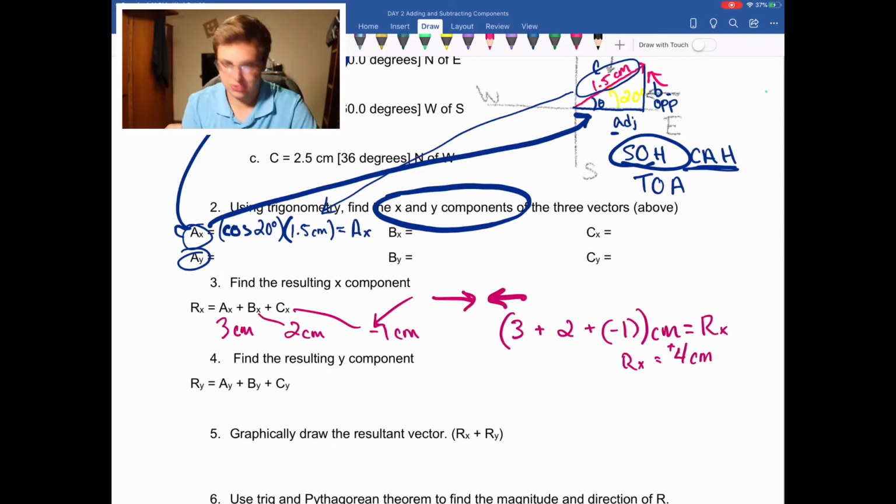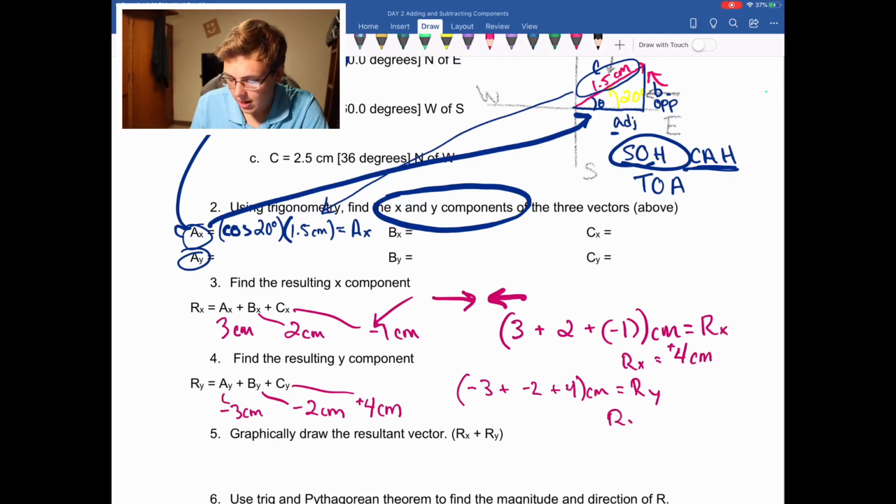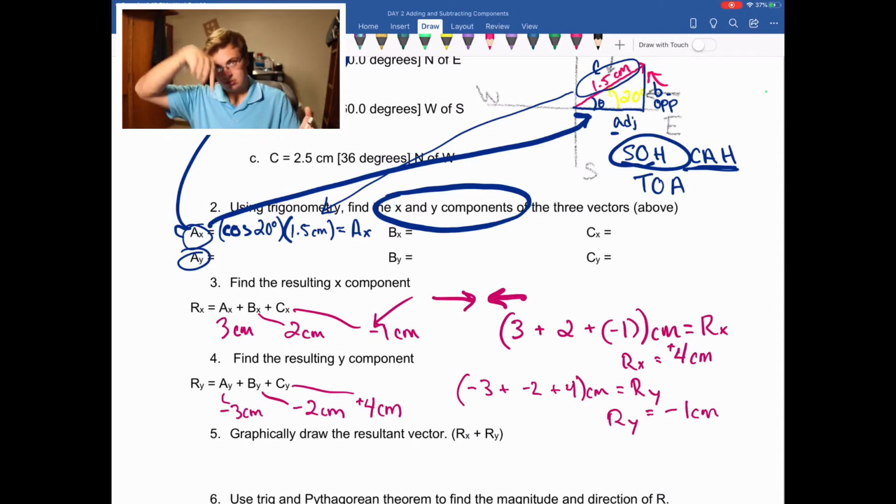Now let's say my y components. I'm just going to make up numbers once again here. Let's just say this is negative 3 centimeters. This is negative 2 centimeters. This is positive 4 centimeters. So when we add those together, so negative 3 plus negative 2 plus 4 centimeters, that's going to give me my Ry. My Ry in this case would actually equal negative 1 centimeters. Now for our y direction, what does a negative mean? It means down. So we have something down.